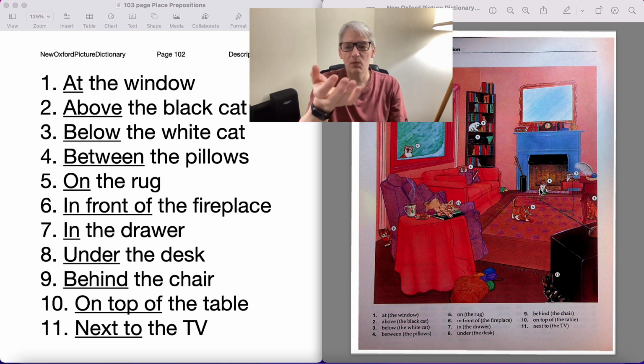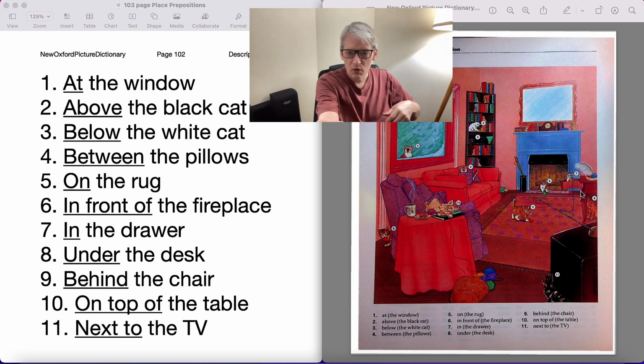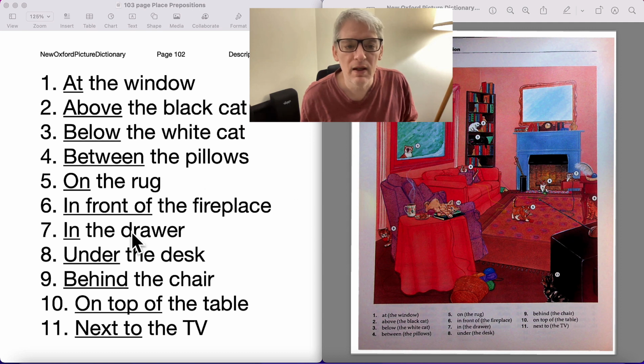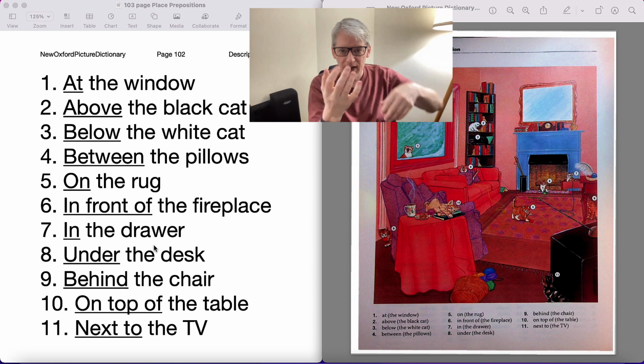In number seven, we have the drawer over here, right? So the cat is in the drawer. You open the drawer, drawer. The pronunciation is drawer, okay? In the drawer. So you open the drawer, and the cat's in the drawer.